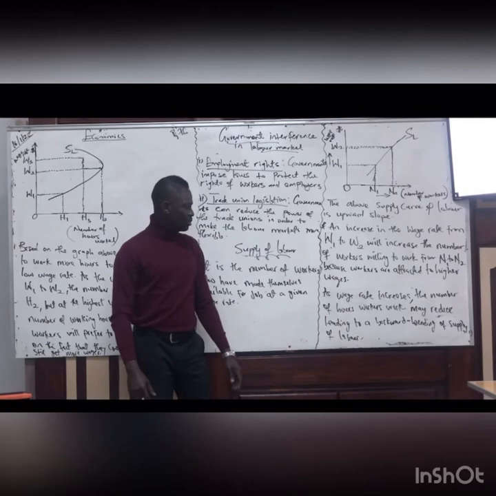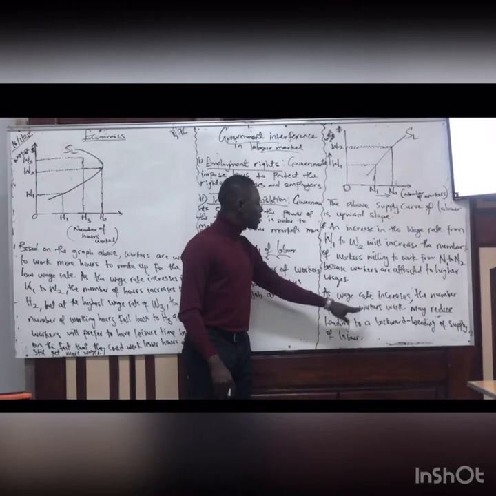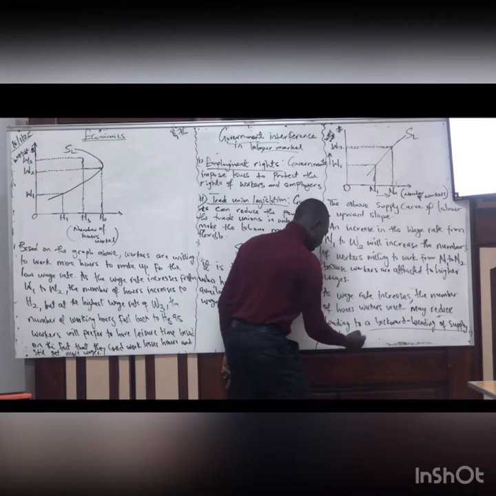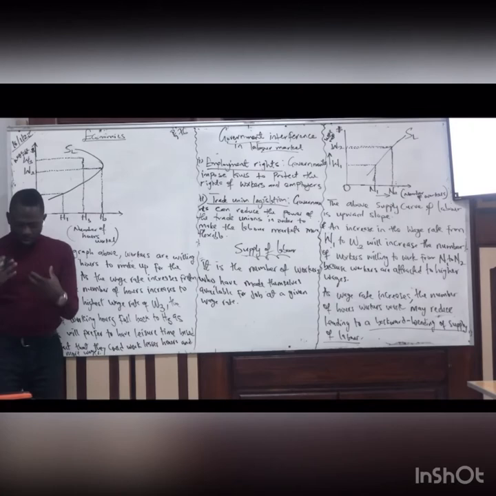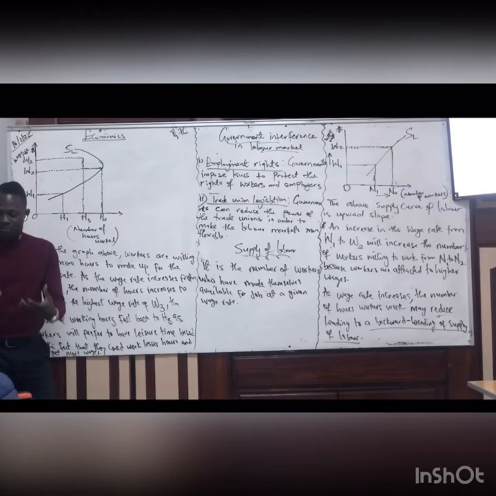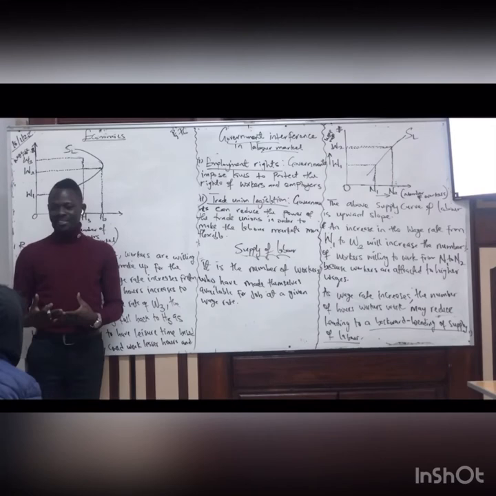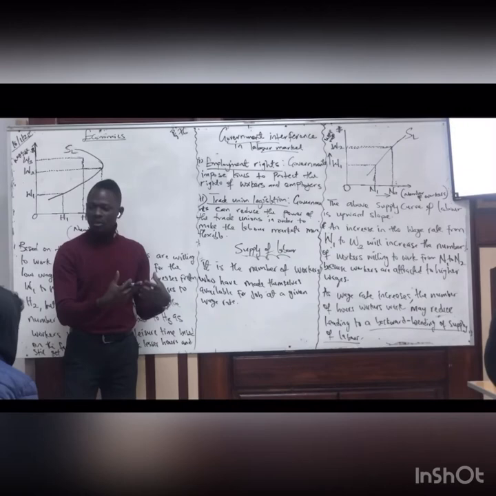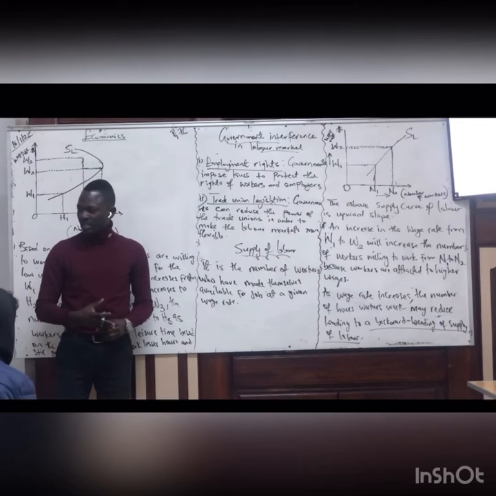As the wage rate increases, the number of hours workers work may reduce, leading to what? A backward bending supply of labor. So, as your wage rate increases, you, as an employee, start having more money. At that point in time, you think of reducing or relaxing your work rate. Yes or no? When you have been making a lot of money, you start thinking of how to relax, to have some leisure. Do you understand? So at that point in time, we call it backward bending.